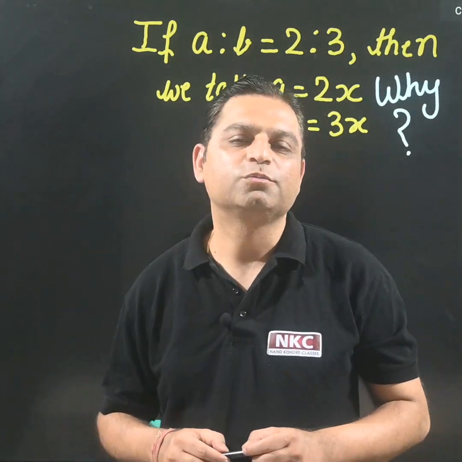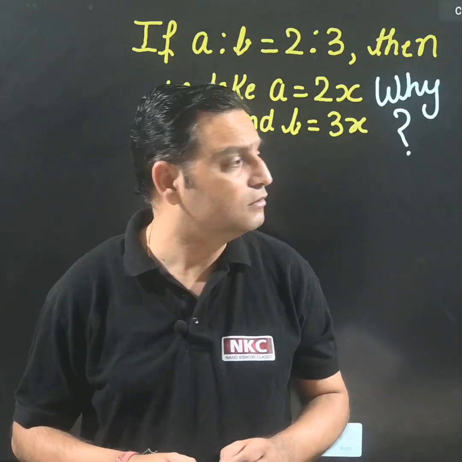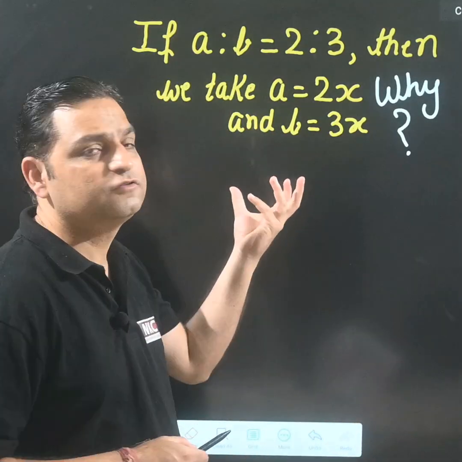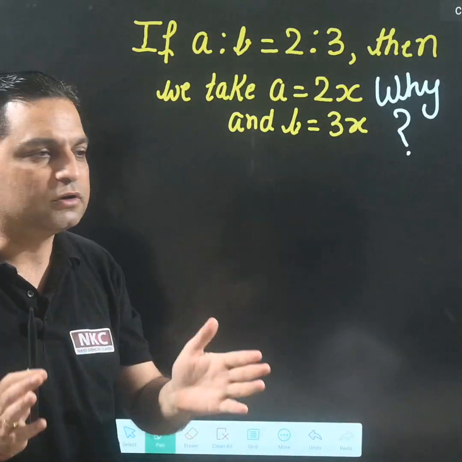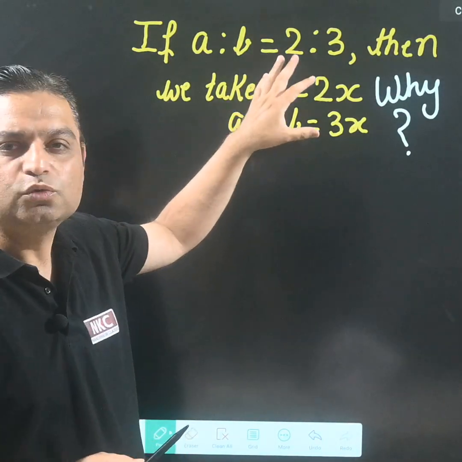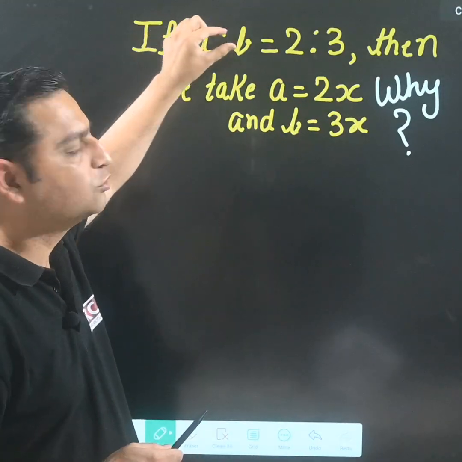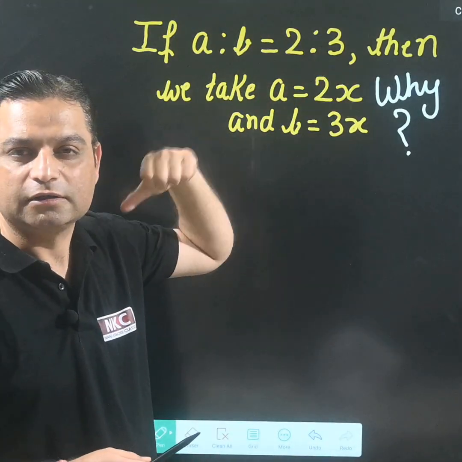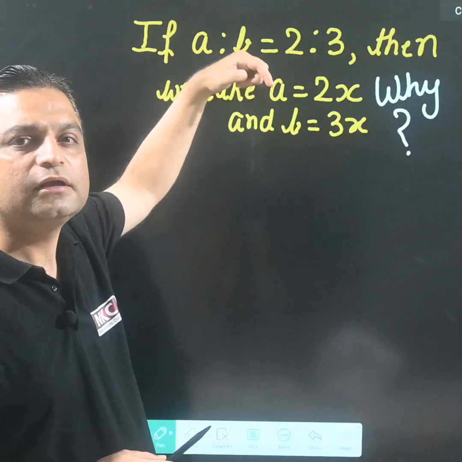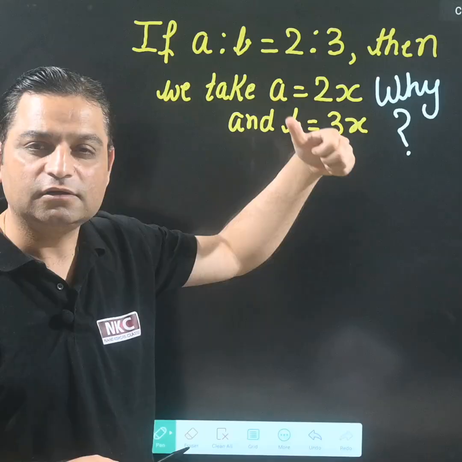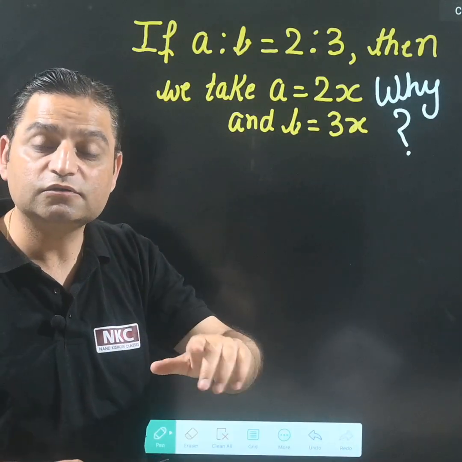Today's lecture is going to be very interesting and important because we are going to cover this basic concept. Usually you would have seen in word problems, the ratio of two numbers is given, like A ratio B is given as 2 ratio 3. Then usually we take A as 2x and B as 3x while solving word problems in algebra.